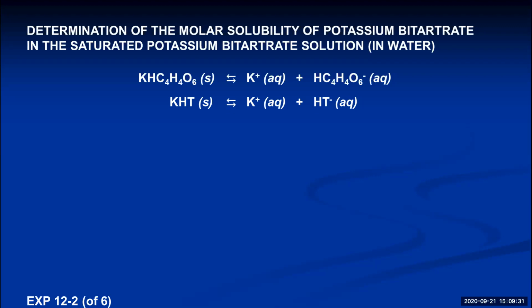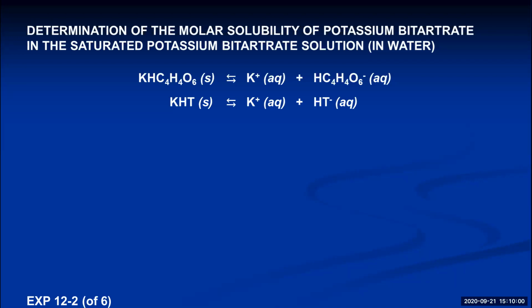So when you put a whole lot of solid potassium bitartrate in a given amount of water, the solid will dissolve into the ions. The ions will start to reform back the solid, and when the 2 reaction rates, forward and reverse, are equal to each other, we've reached solution equilibrium, and that's when you've maximized the amount of KHT that can dissolve in the water. And that maximum amount of a salt that can dissolve in water is called its molar solubility, so we're going to try to determine that.